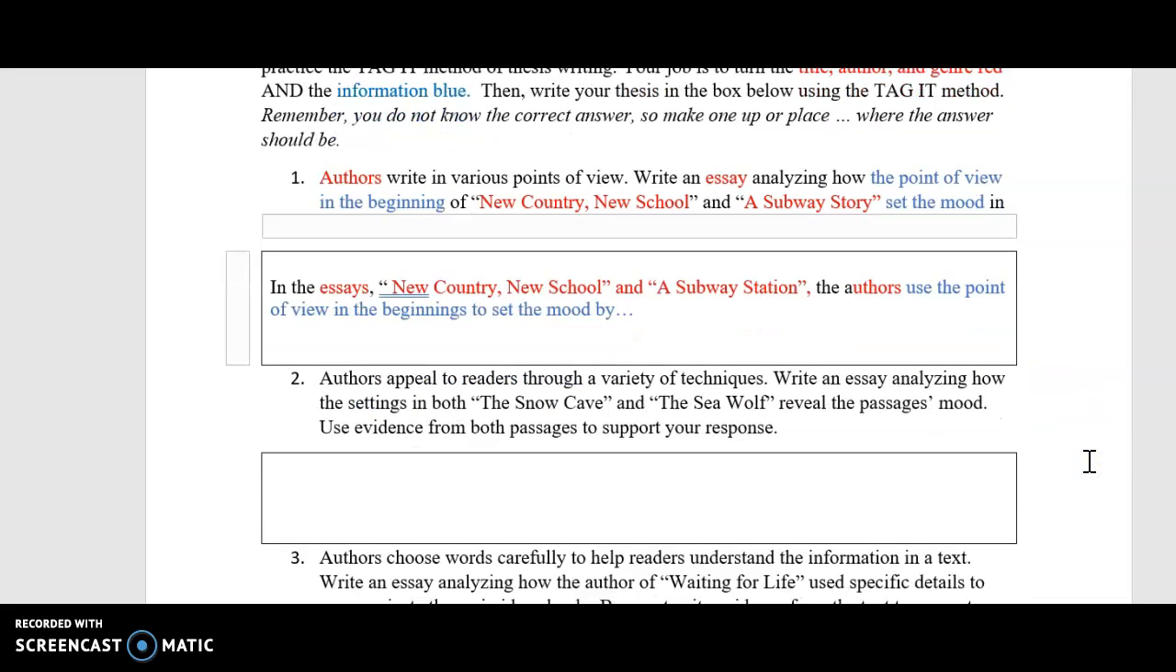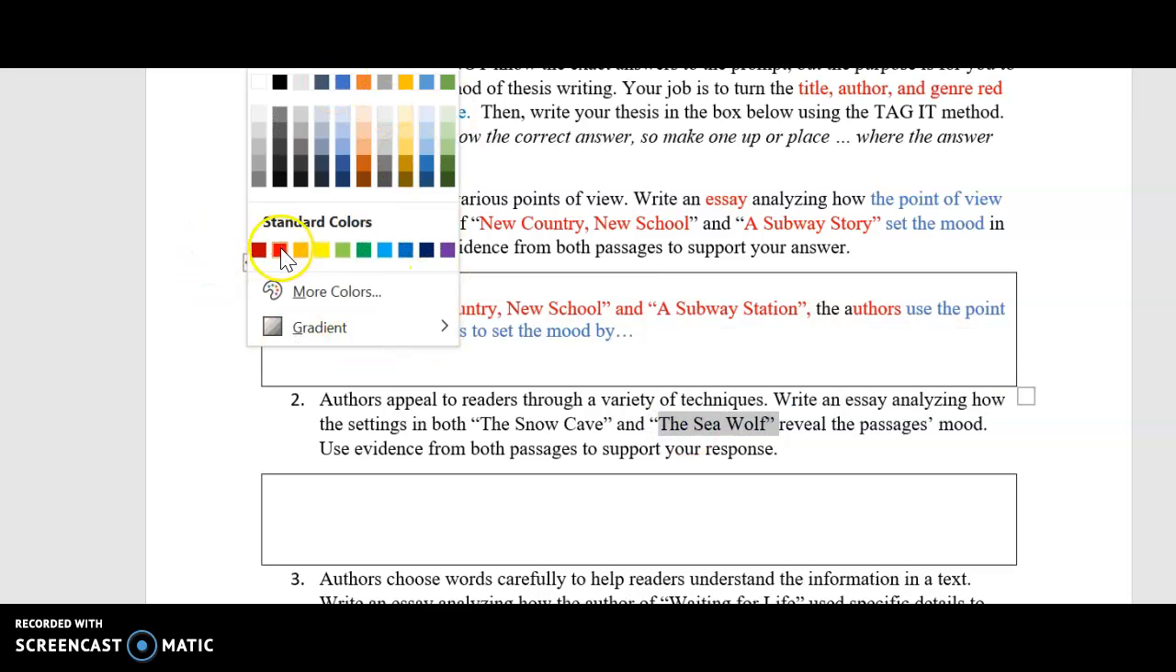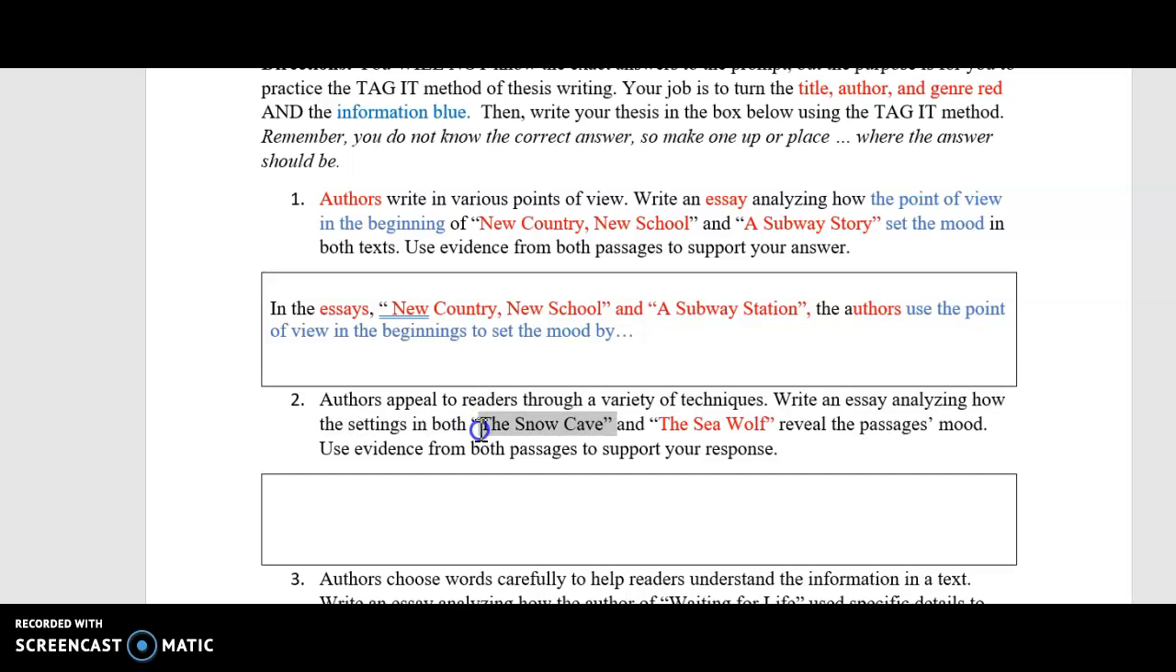Okay, let's try one more. Authors appeal to the reader through a variety of techniques. Write an essay analyzing how the setting in both "The Snow Cave" and "The Seawolf" reveals the passage's mood. Use evidence from the text to support your answer. Okay, so we're going to tag it. The first thing we're going to look for is our title or titles. So we have two titles, "The Seawolf," and we know that because they are in quotation marks, and "The Snow Cave."